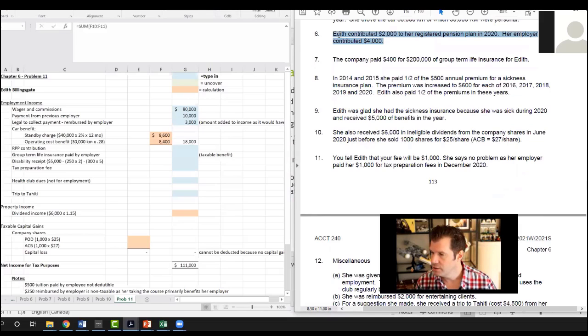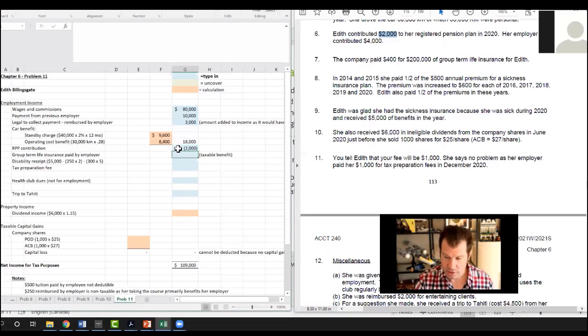Now I'm going to go to point 6 here. Point 6 says Edith contributed $2,000 to her registered pension plan. That's the first thing. Edith has paid money. Your question to yourself is, is that deductible or not? Because it's RPP contributions, we know that it's deductible because that is one of the deductions that is allowed. So this reduces her employment income by $2,000. And we're happy because we like deductions, but you can see there's not that many of them.